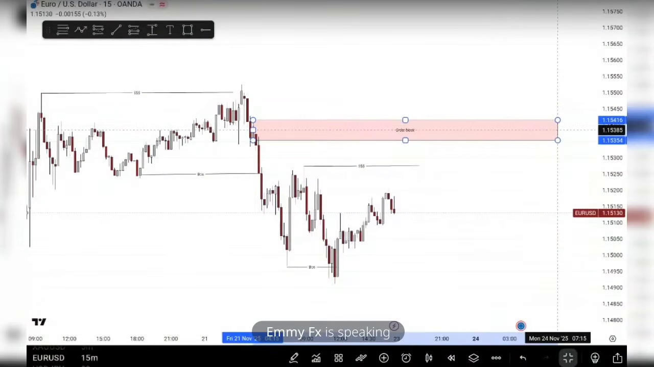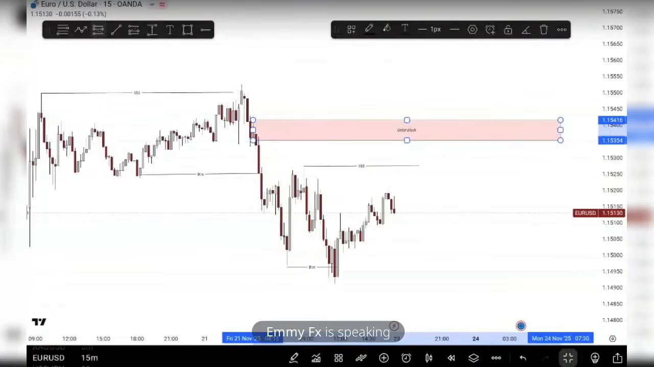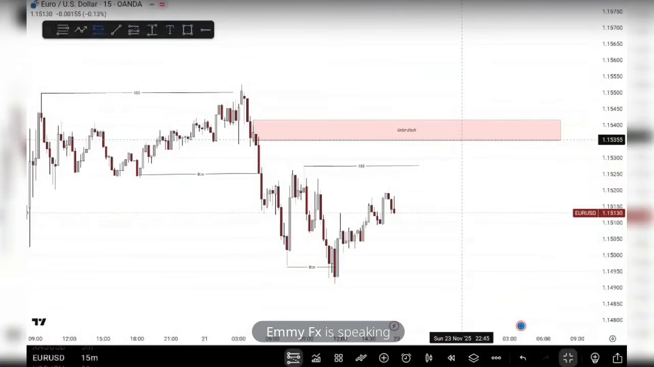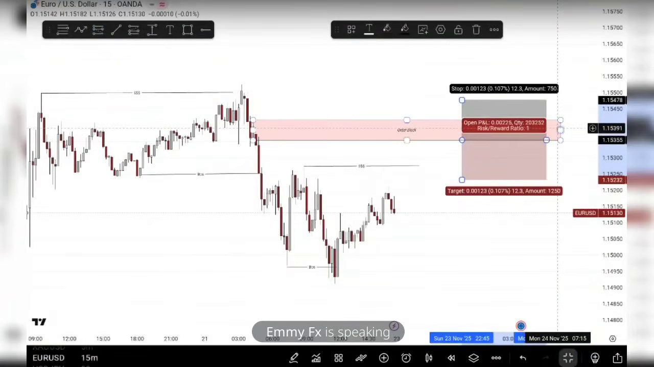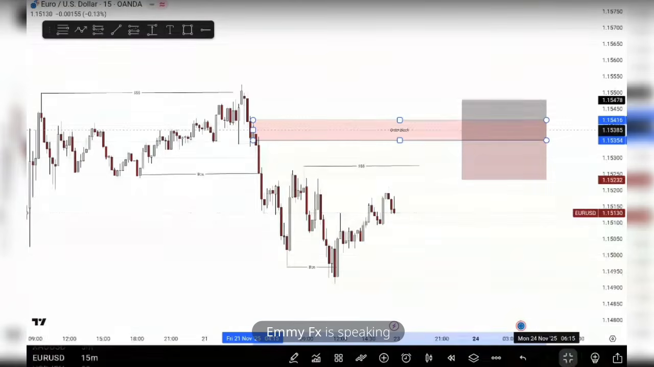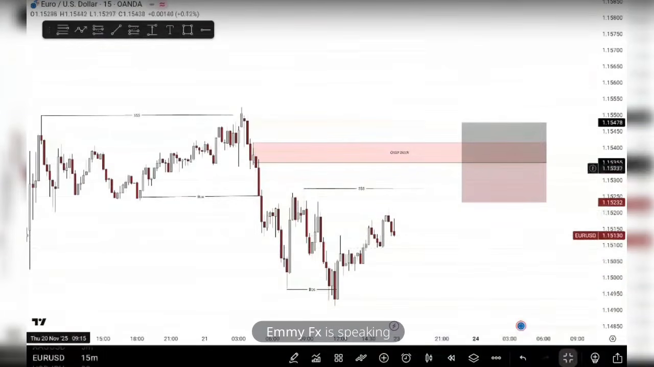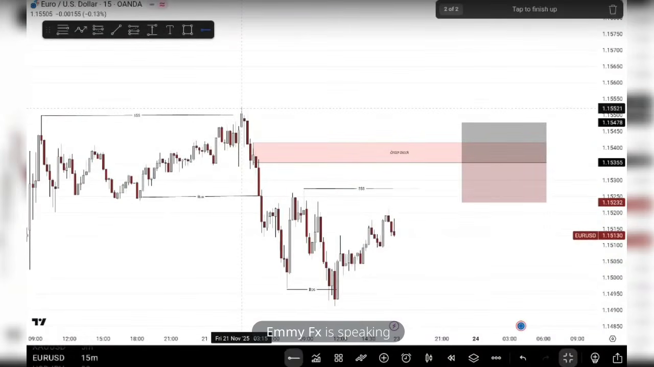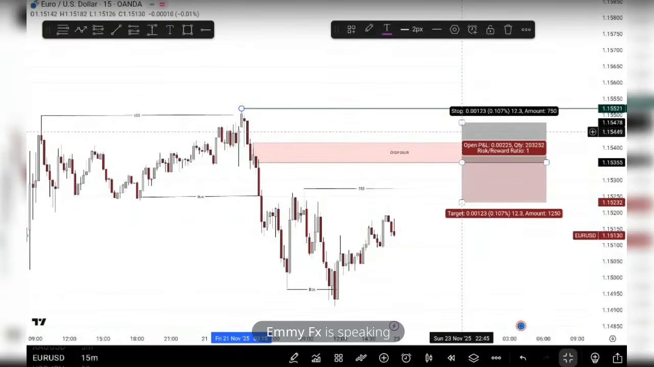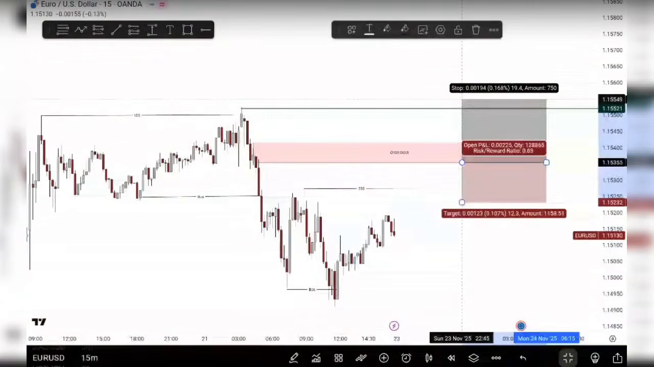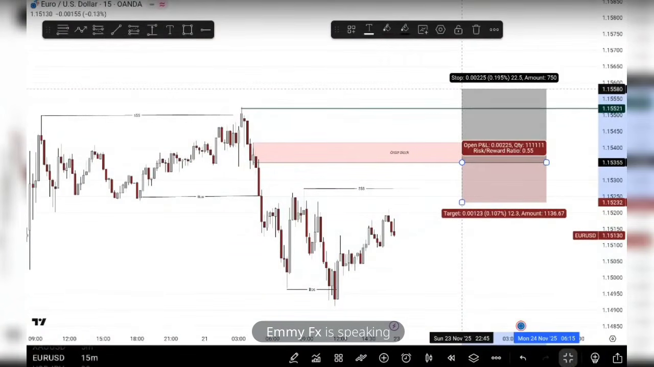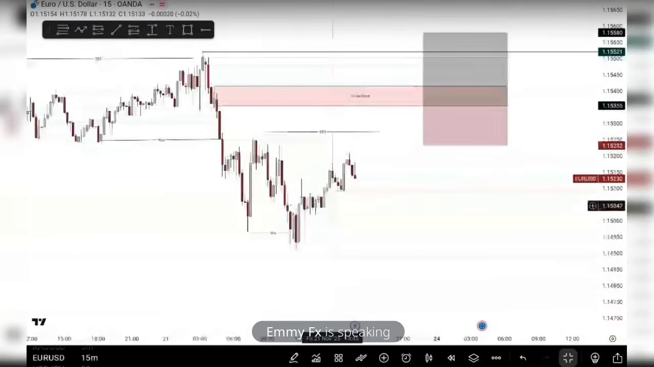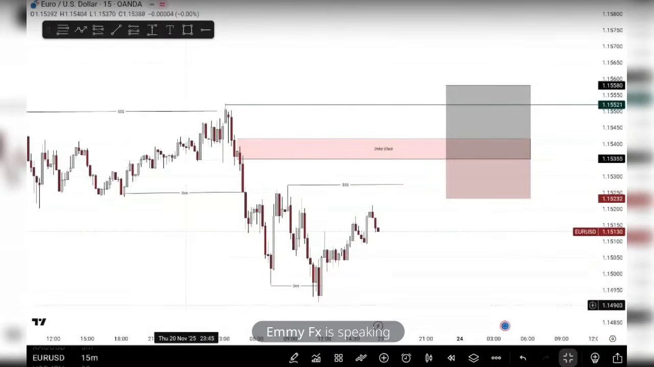Yes, increase the size. Yeah. Right. We have this. Our stop loss is supposed to be here. Our stop loss is going to be... Also, let's leave our stop loss at 22 pips.